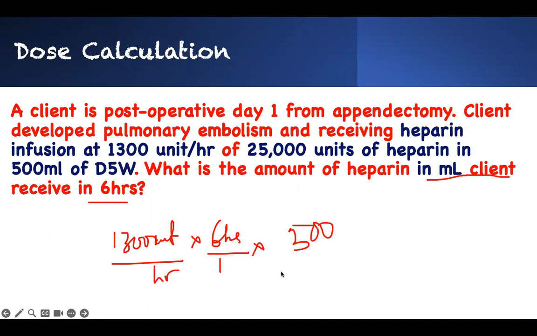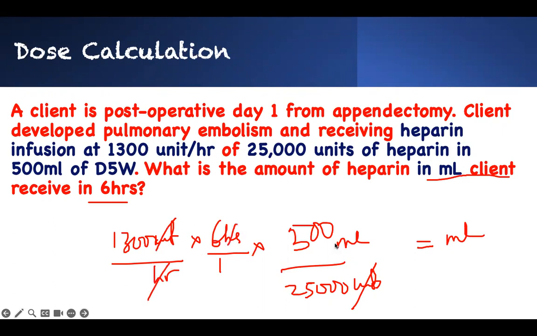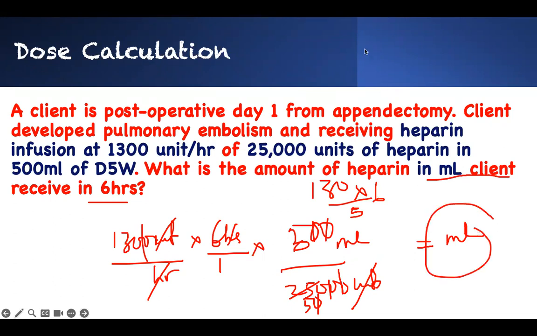500 ml over 25,000 units. And this will put the answer in ml. It's all dimensional analysis. So units cancel, hours cancel, and you have 1, 2, 1, 2, 5. You have 50 here, and 0, 0, which is 130 times 6 over 5, which is what we got. We got this first, 26 multiplied by 6, and the answer will be the same in ml. Okay, so that's the way to do it.